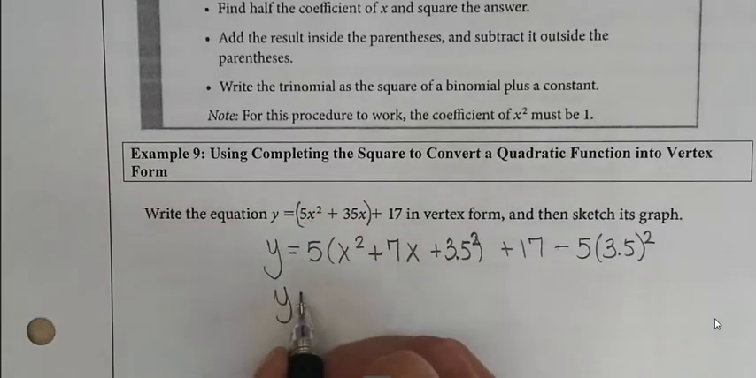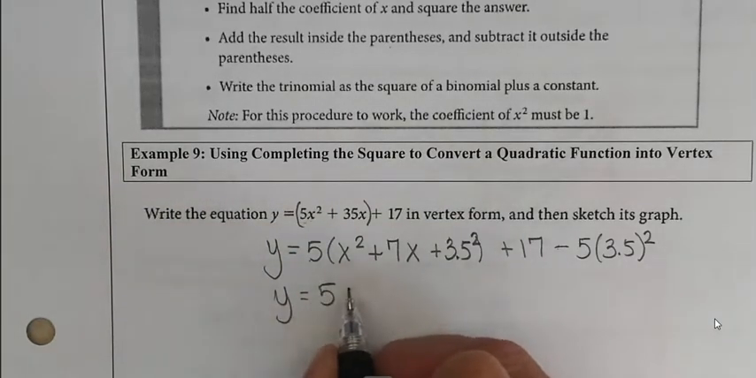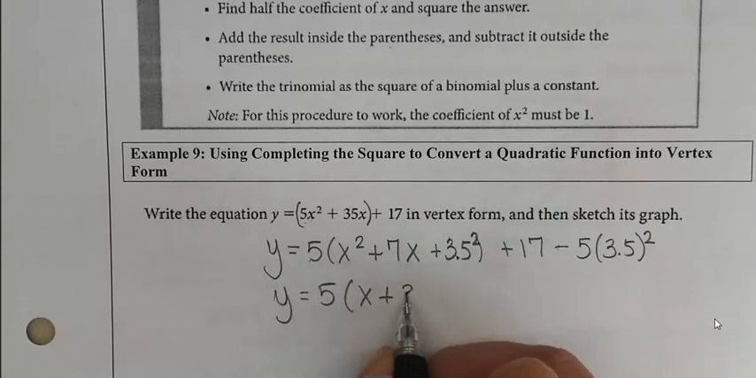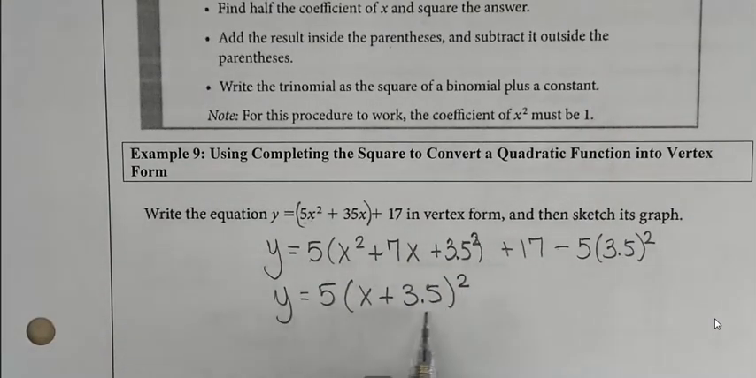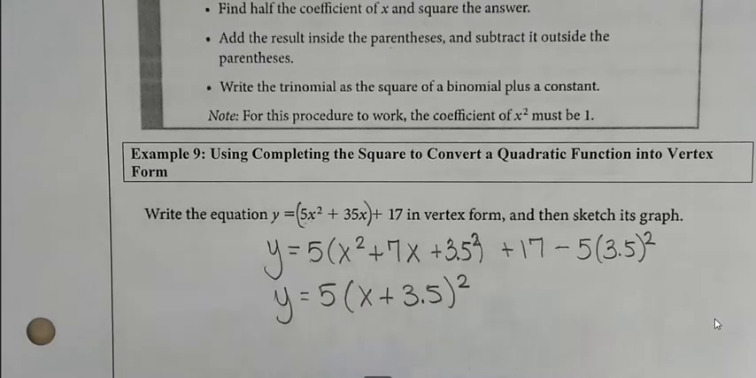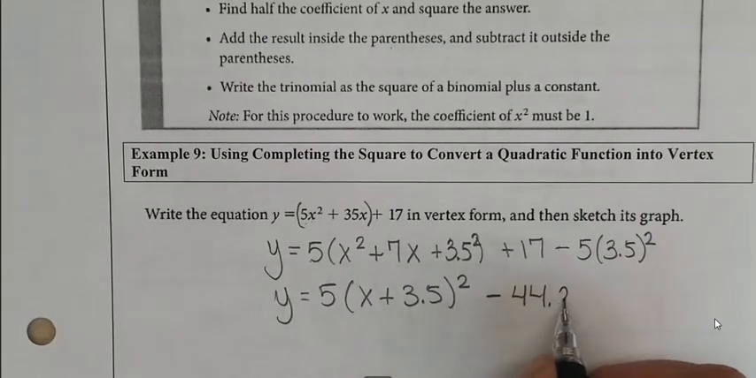So this can now be written as 5 times the quantity x plus 3.5, squared. If you don't believe me, go ahead and redistribute this and you'll see you get the exact same thing. Minus, and when you do this math right here, you get 44.25.